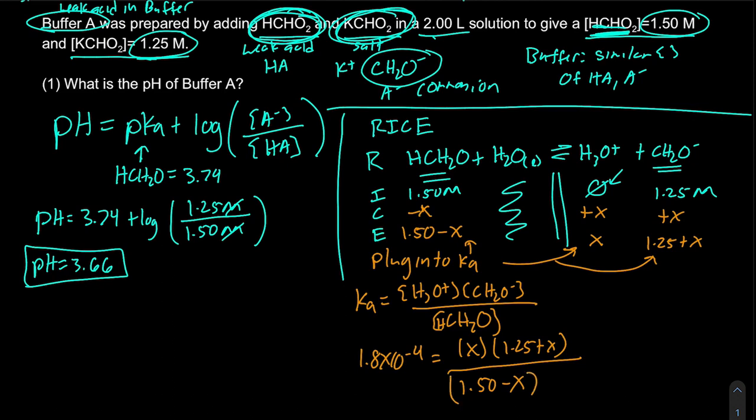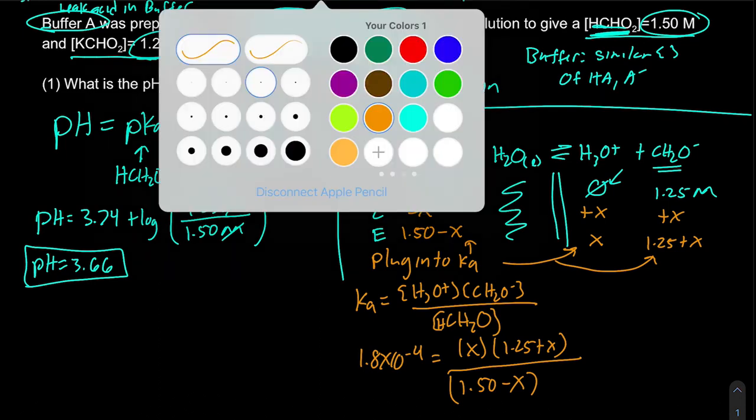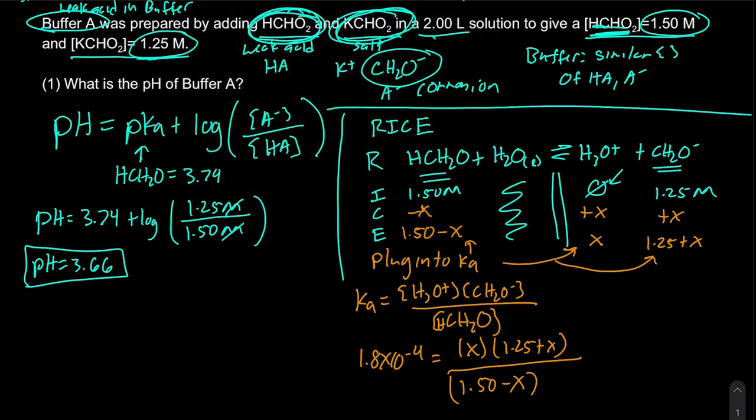Now, if we look at this, we could plug in and we notice that we could solve for x. There's only one variable, but this is not an algebra class. We want to think, can we maybe simplify this a little bit? And we take a step back and we see we have a small K value here, and we're starting with a lot of product already, 1.25 molarity. And so what that lets us know is that we're not going to form that much more. So that tells us our x value is going to be small because we do have this small K value and we already start with a lot of product.